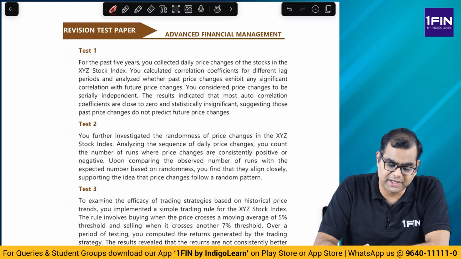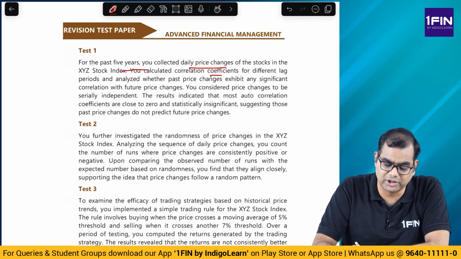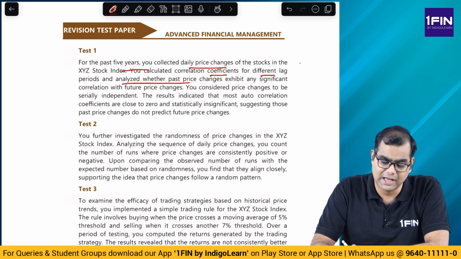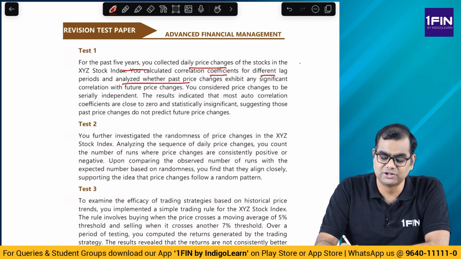Now, test 1: for the past 5 years, you collected daily price changes of the stocks in the XYZ index. You calculated the correlation coefficients for different lag periods and analyzed whether past price changes exhibit any significant correlation with future price changes. You considered price changes to be serially independent. The results indicated that most autocorrelation coefficients are close to 0 and statistically insignificant, suggesting that the past price changes do not reflect future price changes. So, you checked for autocorrelation, and did not find any autocorrelation.